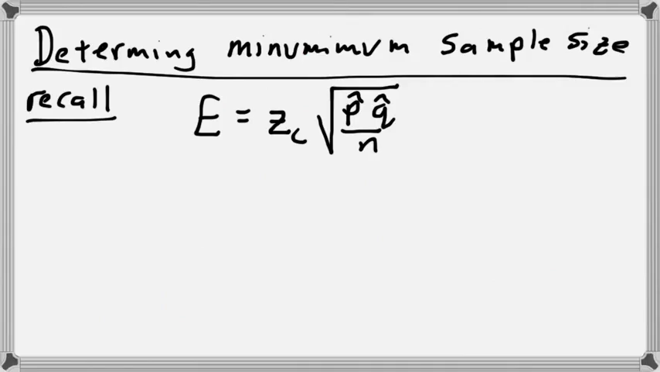So to determine minimum sample size, our margin of error is that thing on the right. That's our critical value of Z, times the square root of p hat q hat divided by n. So what if I wanted to solve for n, which is our sample size here? And really what I'm saying when I say a minimum sample size, I want this margin of error.